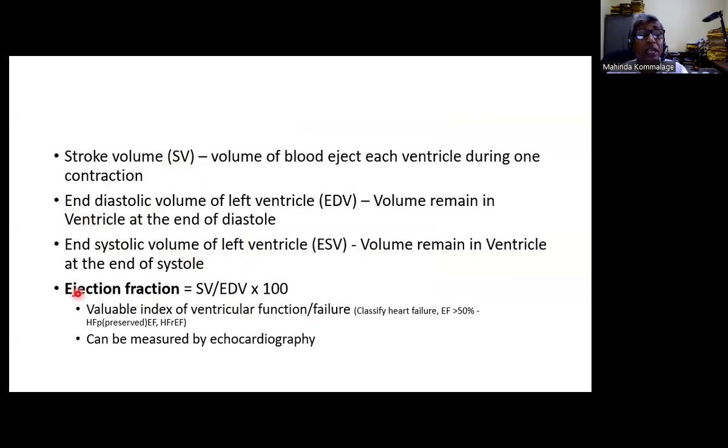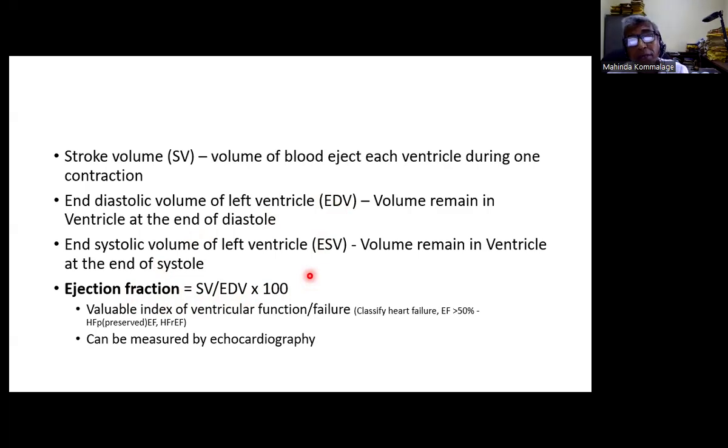Then we will calculate something called ejection fraction. So this is a fraction. Fraction means fraction, right? So ejection fraction means stroke volume divided by end diastolic volume as a percentage. That means with the ejection, what is the fraction of volume pushed from the ventricle relative to end diastolic volume, or relative to the volume it had. What is the volume pushed out?